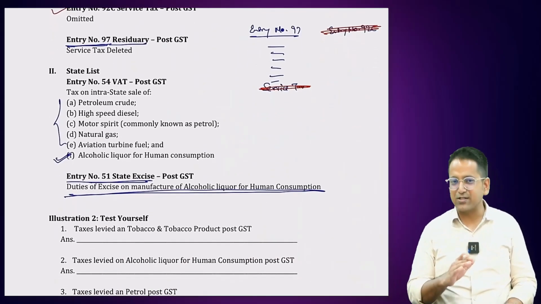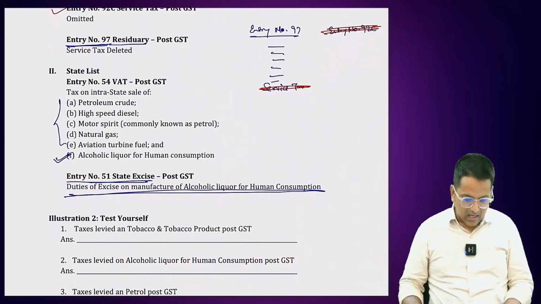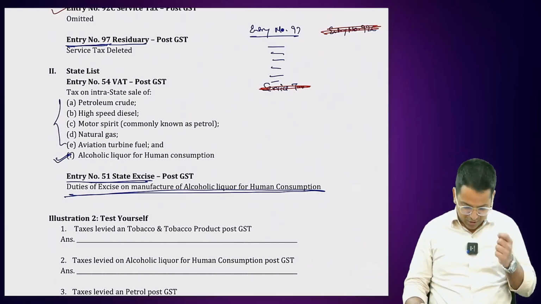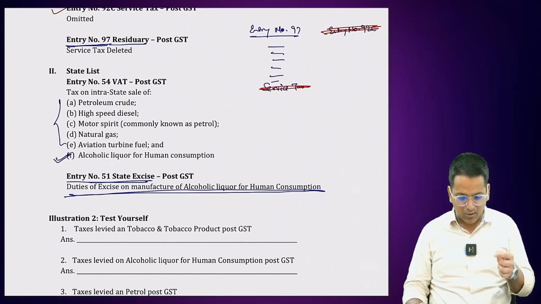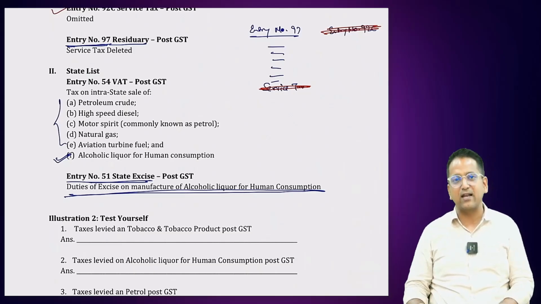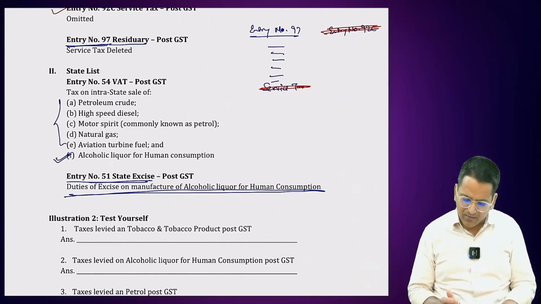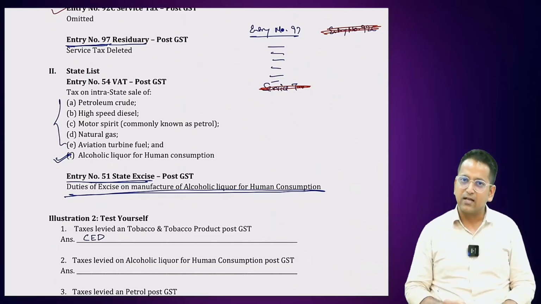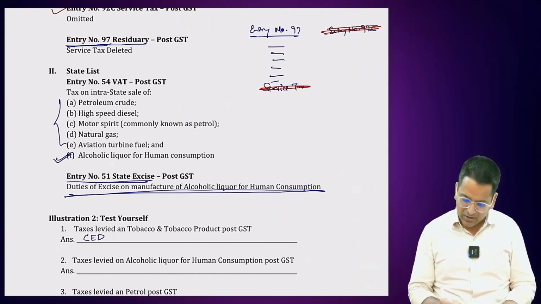So you have read about the changes made in the constitution. So now you can tell me what tax is being levied on what item today. My first question for you is taxes levied on tobacco and tobacco products post GST. After GST implementation, what's being levied on tobacco and tobacco products? Number 1. First, we will say that central excise duty is being levied. Even today, old tax is levied. Is new VAT being levied? No, GST is being levied in its place.